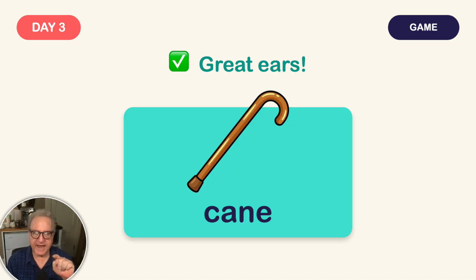So say it one more time with me. Cane. Listen to the A in cane. It sounds just like the name of the letter. The letter is A, and the word is cane. Great ears. Say it one more time with me. Cane. Good.